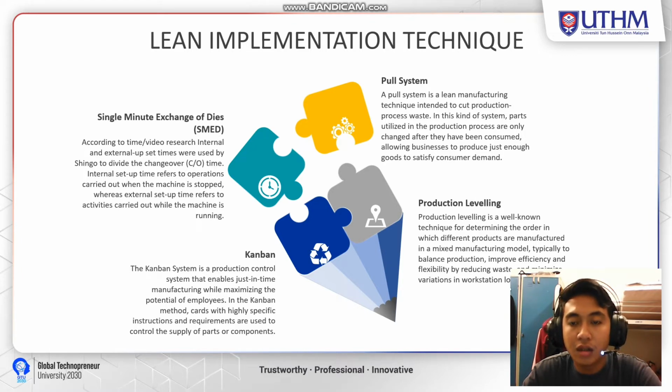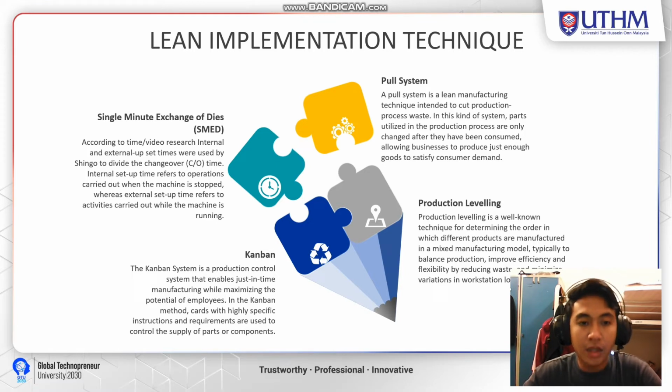Production leveling is a well-known technique for determining the order in which different products are manufactured in a mixed manufacturing model, to balance production, improve efficiency and flexibility by reducing waste, and minimize variation in workstation load.